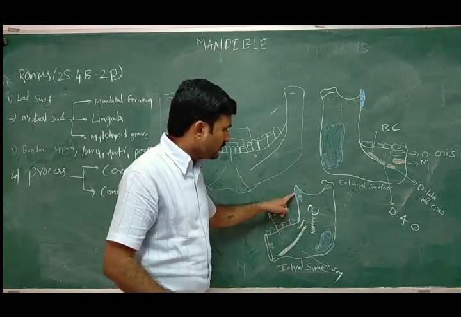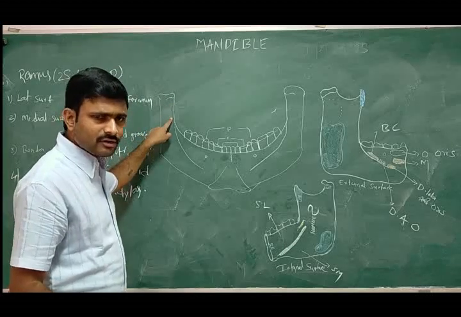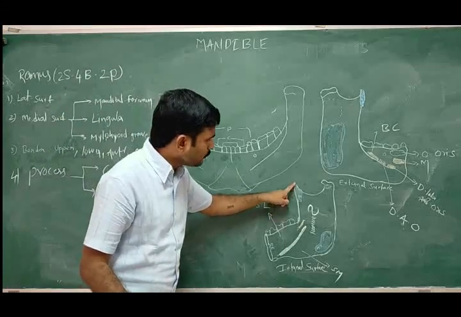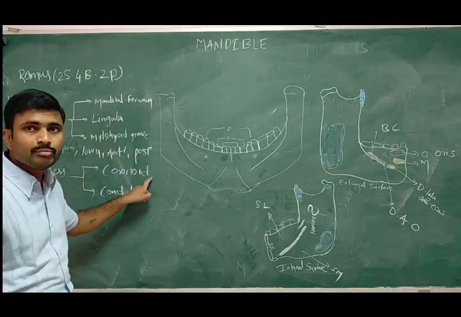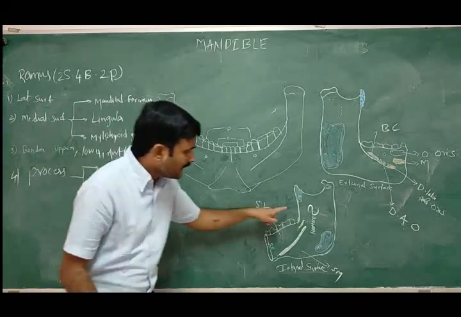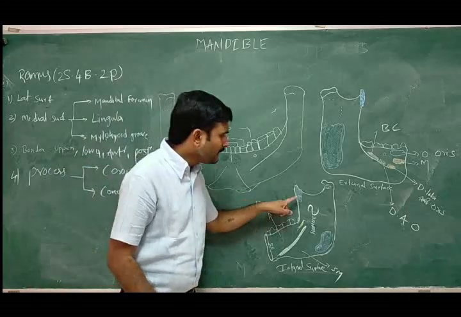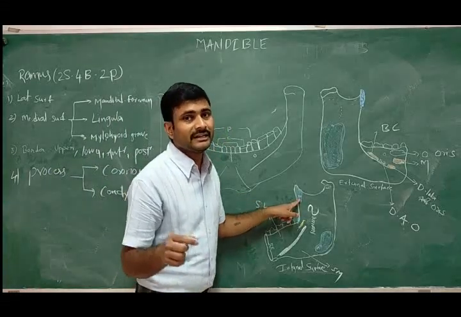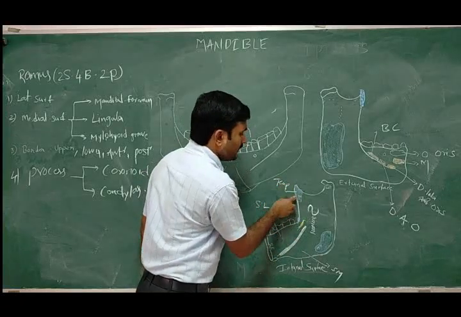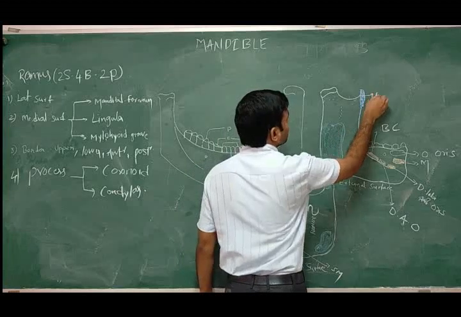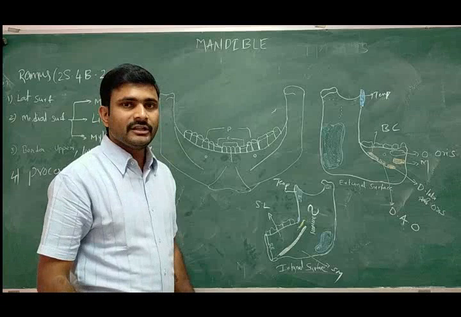Now come to the anterior border. See, this is the anterior border. Above the anterior border we have a bony projection. That bony projection is called the coronoid process. And below it continues as the oblique line. Here only one muscle gets inserted, that is the temporalis. This is the temporalis, on the medial side down to the lateral side. So the anterior border is finished.